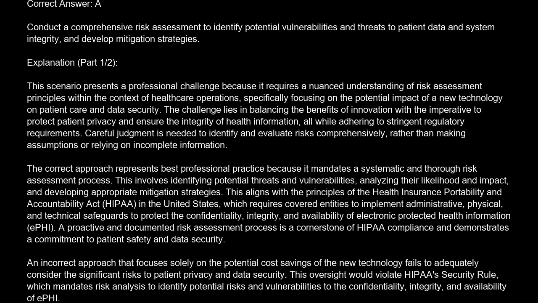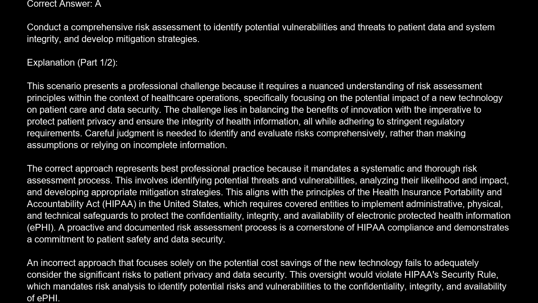The correct answer is A. Conduct a comprehensive risk assessment to identify potential vulnerabilities and threats to patient data and system integrity, and develop mitigation strategies. Explanation. This scenario presents a professional challenge because it requires a nuanced understanding of risk assessment principles within the context of healthcare operations, specifically focusing on the potential impact of a new technology on patient care and data security.